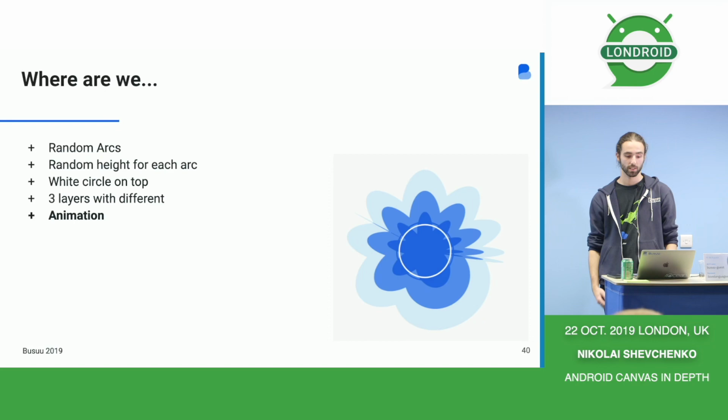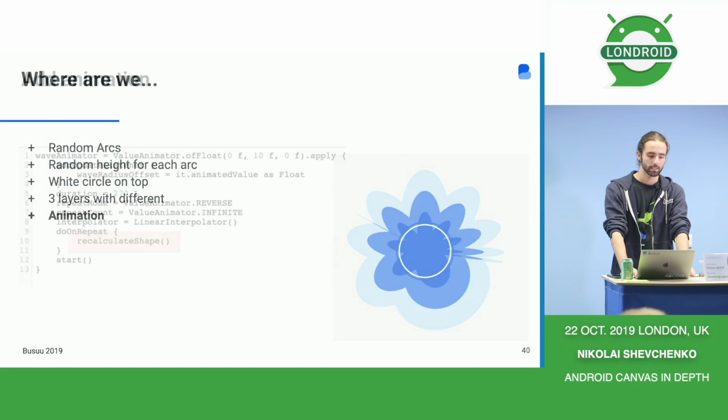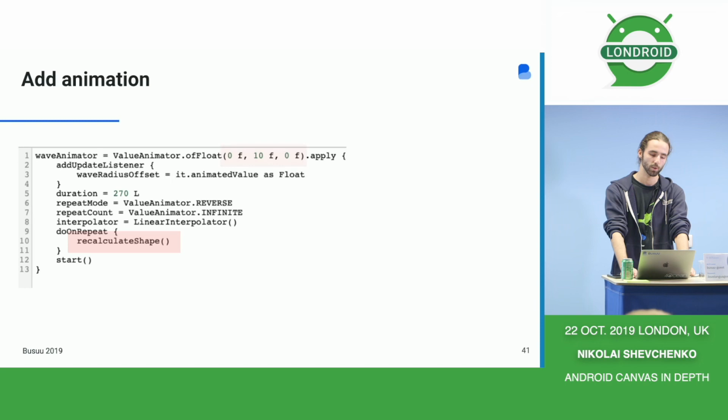And now let's add the actual animation. So at that point, I had the shape like that. It was static, wasn't moving at all. And as you can expect, the animation was just a simple value animator that goes directly from 0 to 10 and from 10 to 0. So it goes from 0 to 10, from 10 to 0.